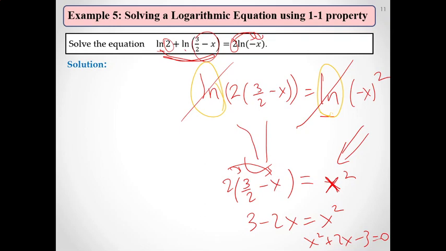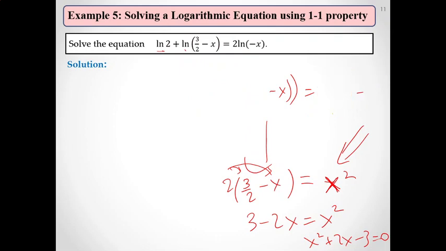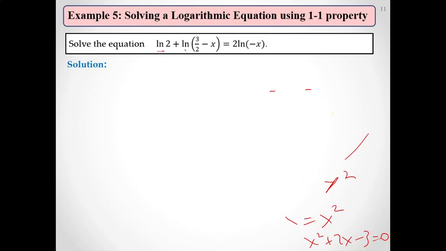Now the question is, how do we solve such a thing? We can use factorization, we can use the quadratic formula, whatever you like.